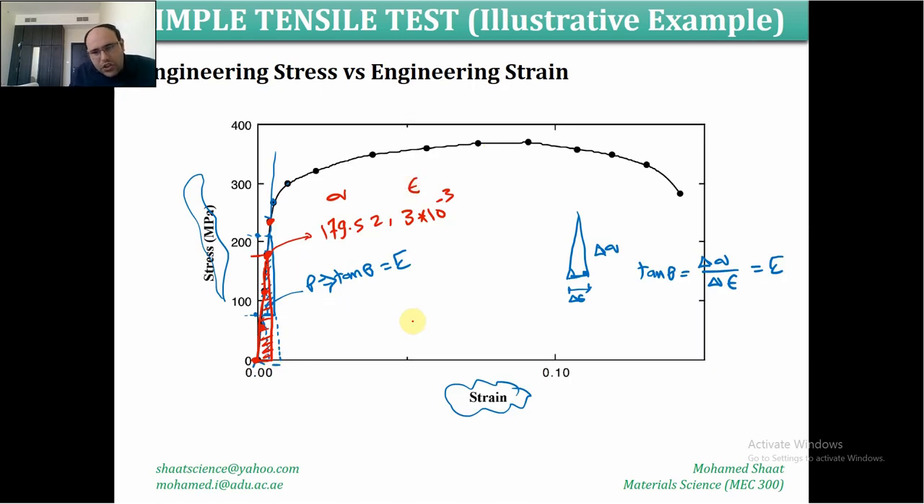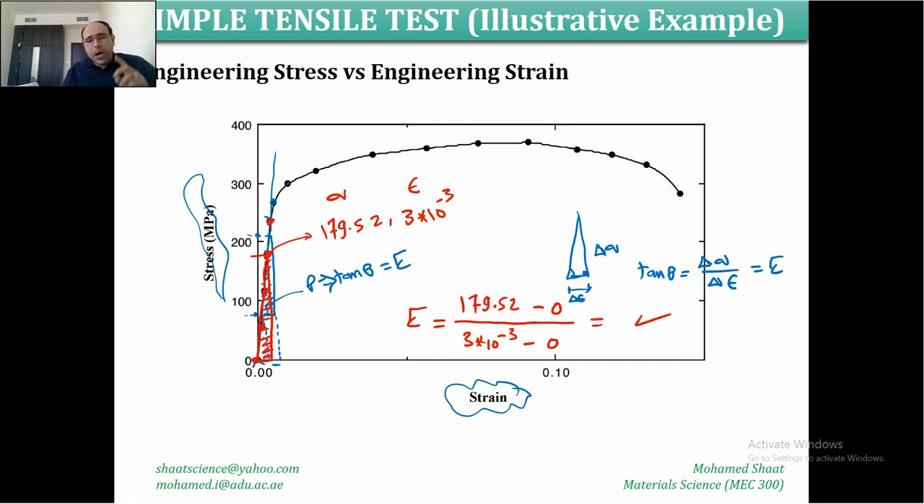So from this triangle, I'm going to calculate delta sigma, the difference in the stress of this point and the stress of that point. On the top, I put the stress of this point, 179.52, minus the stress at the zero point, which is 0, divided by the strain at this point, 3 times 10 to the power negative 3, minus the strain at the zero point, which is 0. If you divide these two numbers, you end up with a value. This is going to give you the elastic modulus.